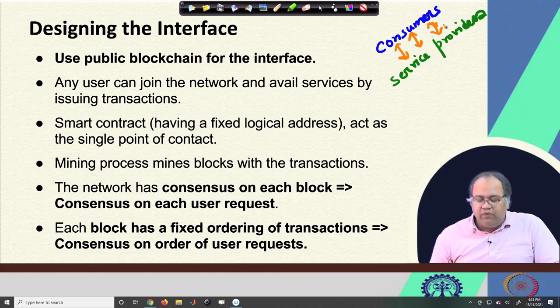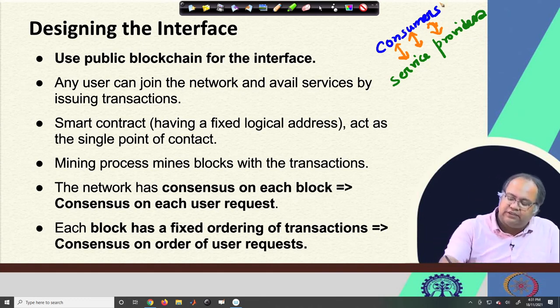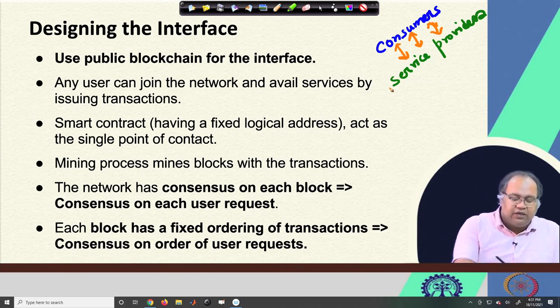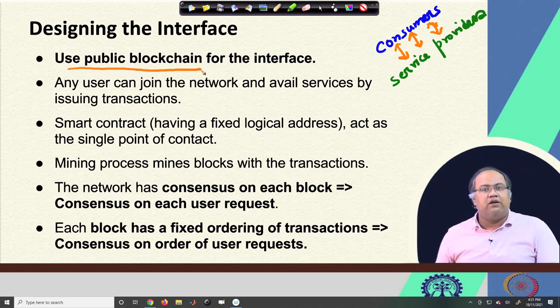Now interestingly, you see that this consumer network is mostly an open network. So, anyone can participate as a consumer. I can browse the catalog, I can see what products are being sold, and then I can decide which particular product I want to buy. So, we need an open interface. We can use the public blockchain for designing this open interface. Any user can join the network and avail the services by issuing transactions, and a smart contract having a fixed logical address can act as the single point of contact.